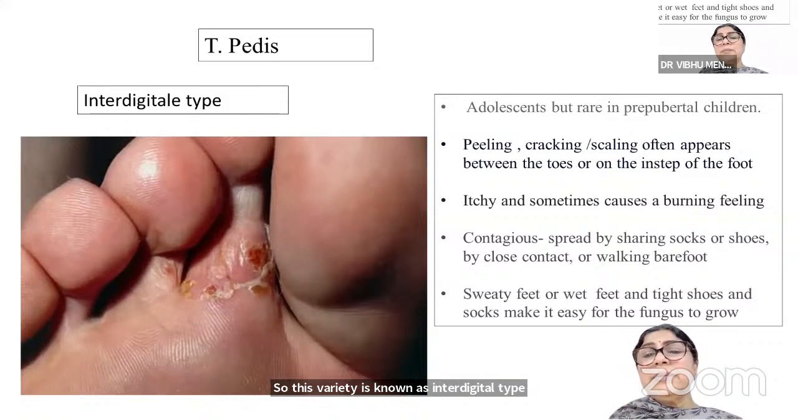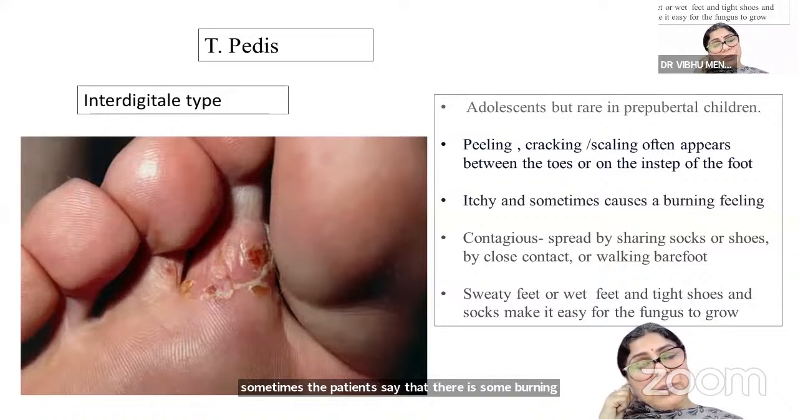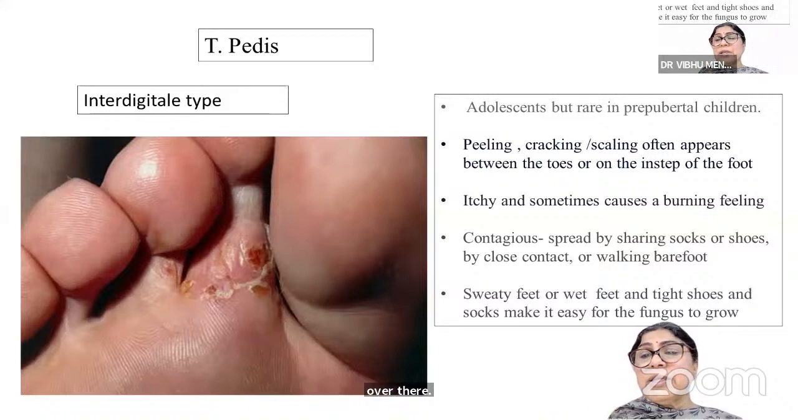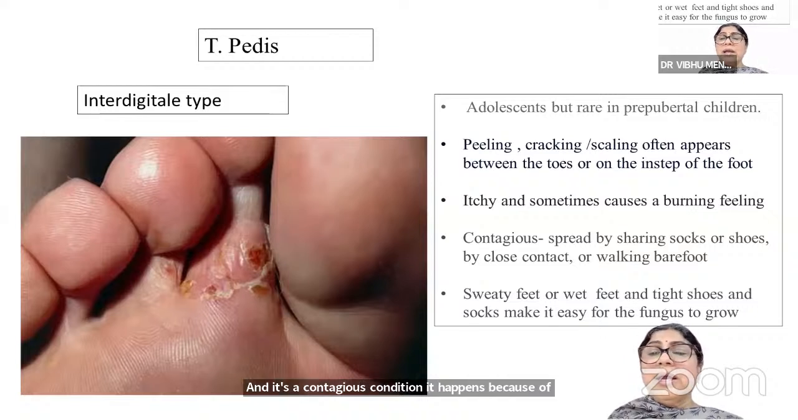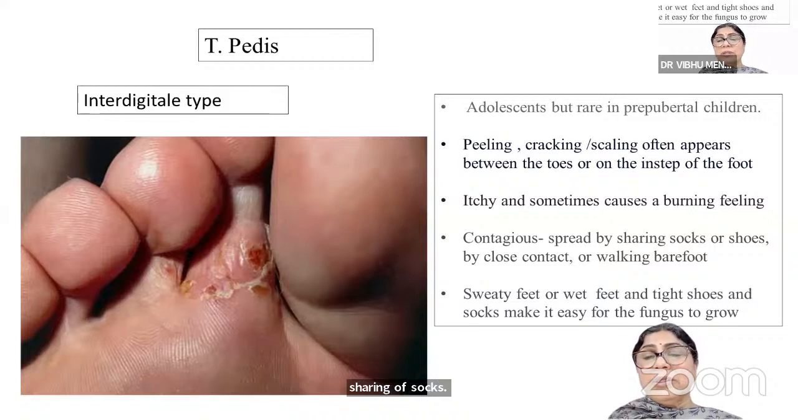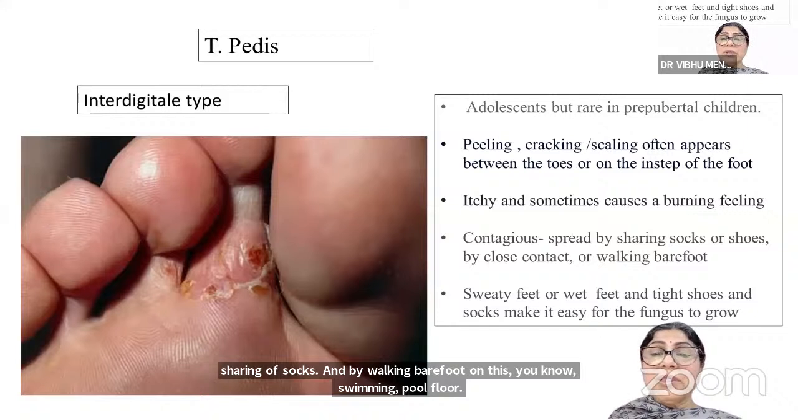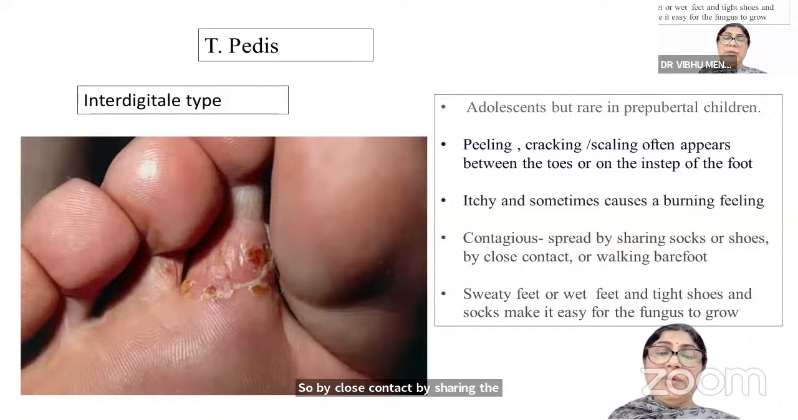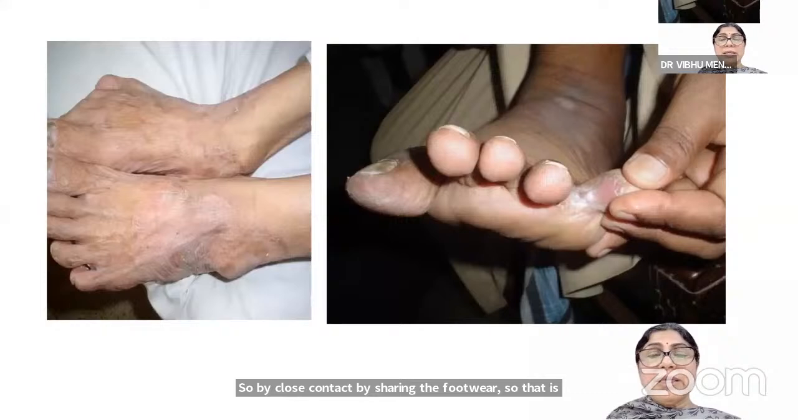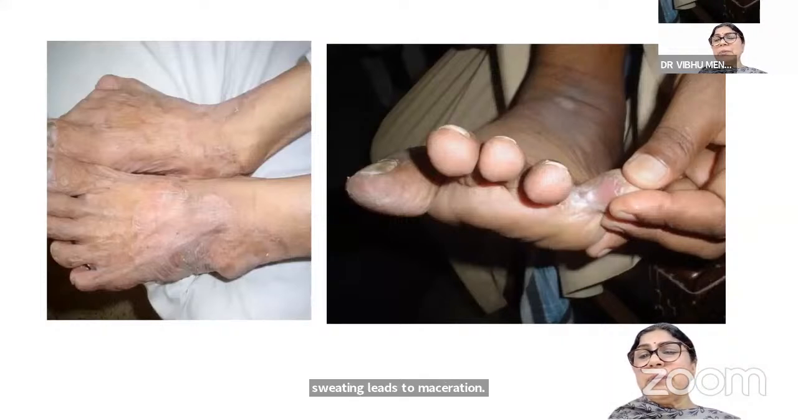So what are the symptoms? The condition can be itchy, and sometimes the patients say that there is some burning over there, and it's a contagious condition. It happens because of sharing of socks, shoes, and by walking barefoot on the swimming pool floor. So by close contact, by sharing of footwear, that is very important, and sweaty feet predispose, as sweating leads to maceration. So some more pictures for you to identify between the toes.